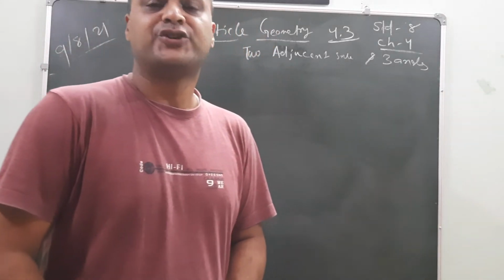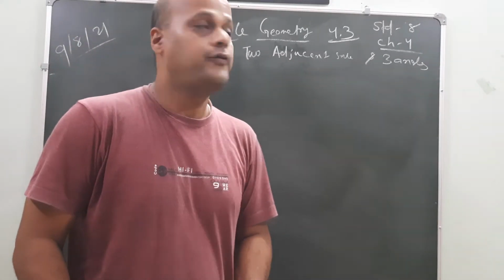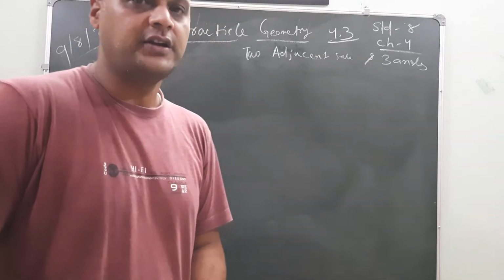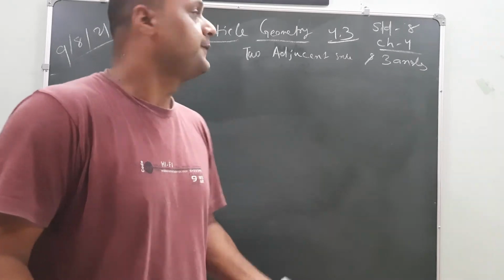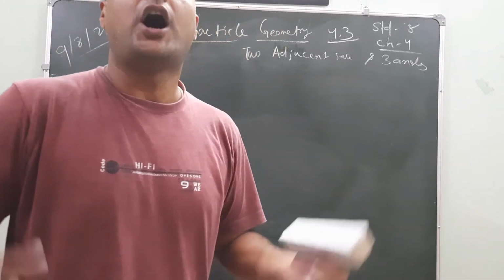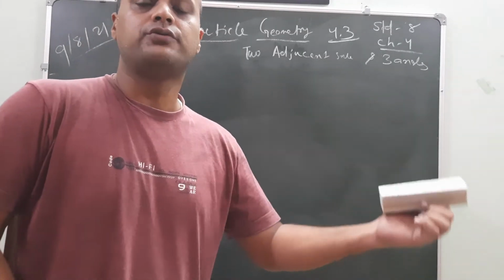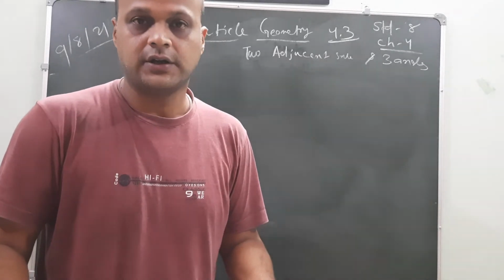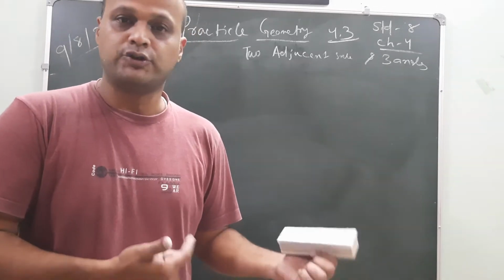Hello my dear friends, today we will discuss the practical geometry of exercise 4.3 of standard 8. Okay? So what does the exercise say? It says that if two adjacent sides and three angles are given, then how will we draw the geometrical shapes? Previously we studied how, when all sides of the quadrilateral are given, we construct the quadrilateral. And we did that one.